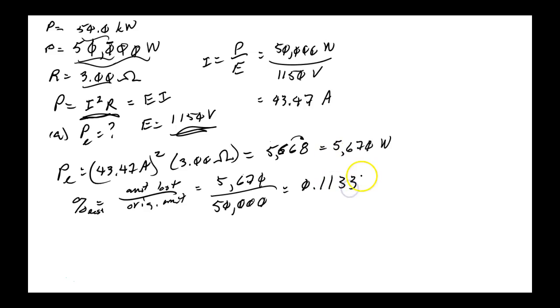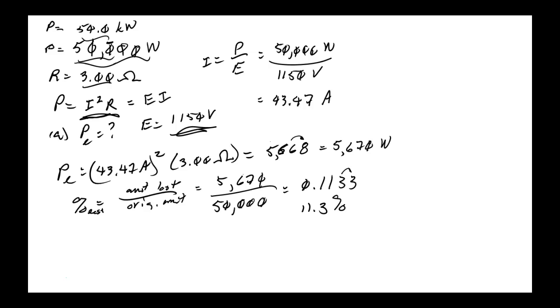0.1133, okay, and that would be your decimal amount. Your percent would be 11.3. I only need 3 digits. Look to the right. It's less than 5, so leave it alone. 11.3%. That's a lot of line loss. Now, they said 11.4 because they used a bigger number than we did.